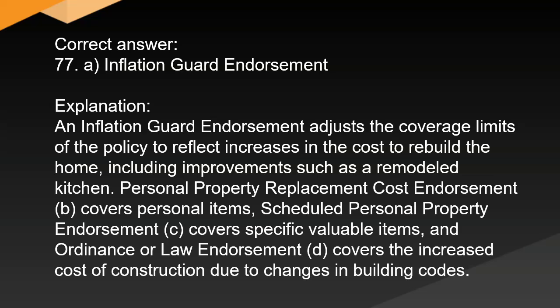An inflation guard endorsement adjusts the coverage limits of the policy to reflect increases in the cost to rebuild the home, including improvements such as a remodeled kitchen. Personal property replacement cost endorsement. B, covers personal items, scheduled personal property endorsement. C, covers specific valuable items, an ordinance or law endorsement. D, covers the increased cost of construction due to changes in building codes.